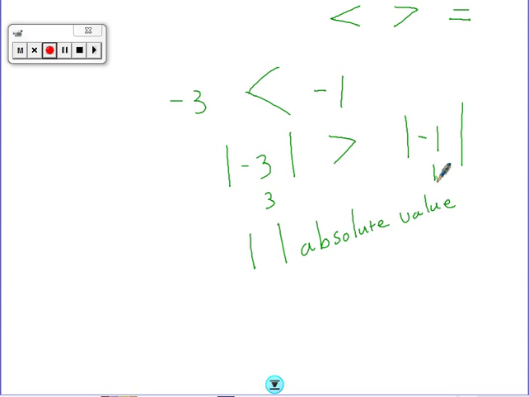Questions on that? Any questions on absolute value? Who's never seen absolute value before? Okay, new. Okay, so that's absolute value.